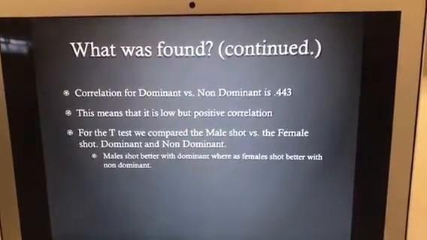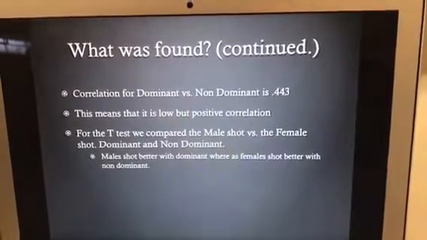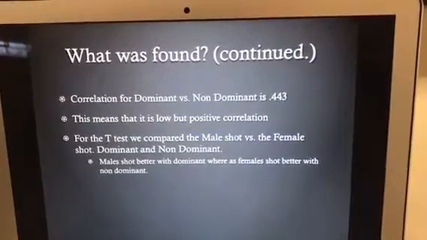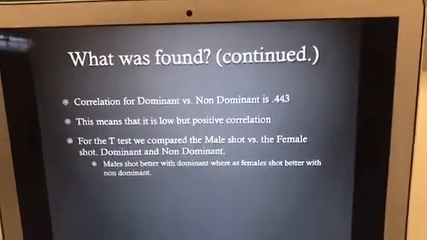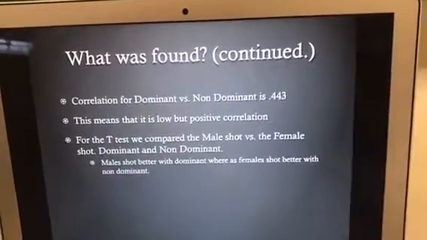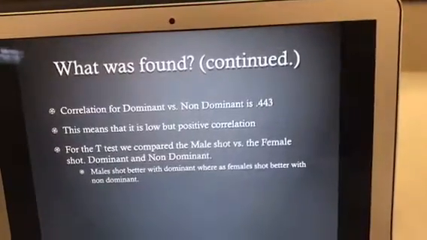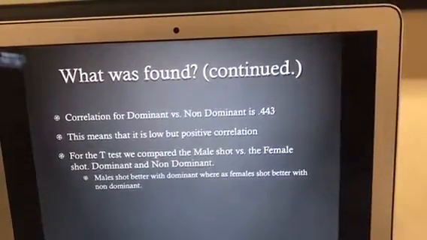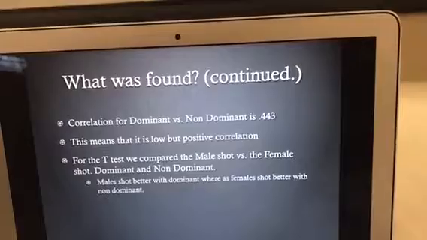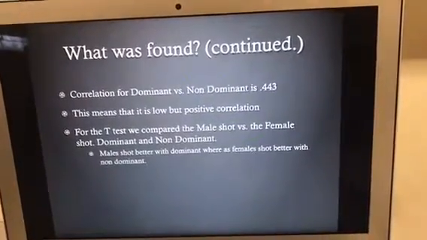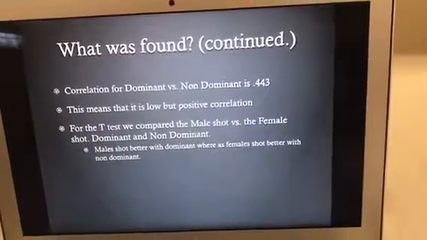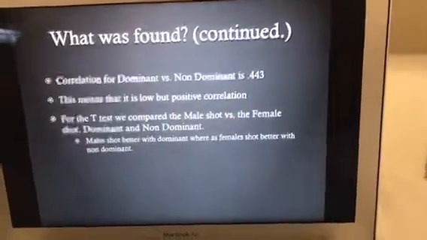And lastly, for the t-test, we compared the male shot versus the female shot, dominant and non-dominant. The males shot better with dominant, whereas the females shot better with non-dominant. The males shot 65% on dominant and 19% on non-dominant, whereas the females shot 35% dominant and 22% non-dominant.